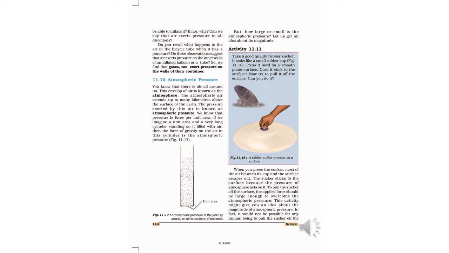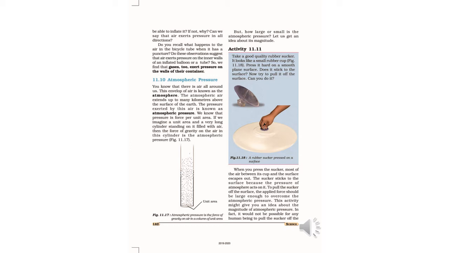What observation we can see, that when a rubber sucker is pressed hard on a smooth plain surface, it sticks to the surface. Now it is not possible to pull the sucker off the surface. So once it is completely, firmly stuck to the surface or the wall, it's not easy to come out. So conclusion, the rubber sucker sticks to the surface because the pressure of the atmosphere acts on it.